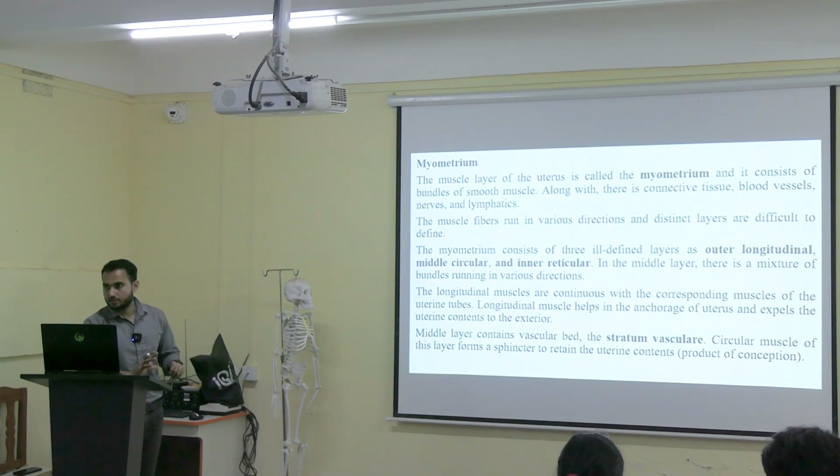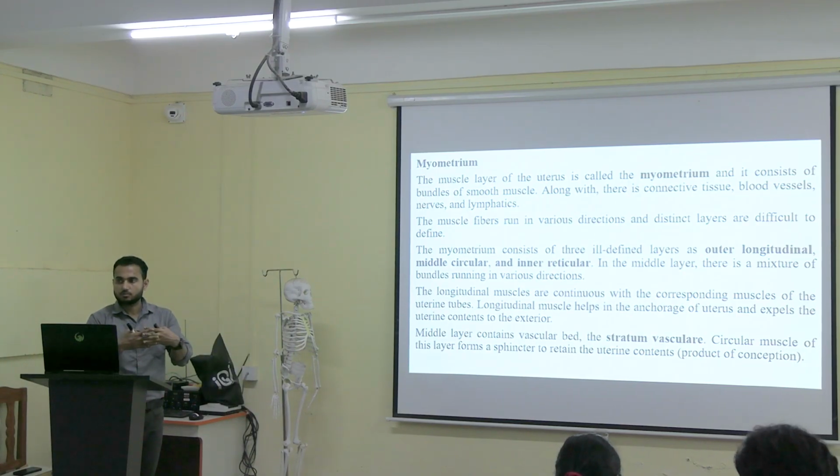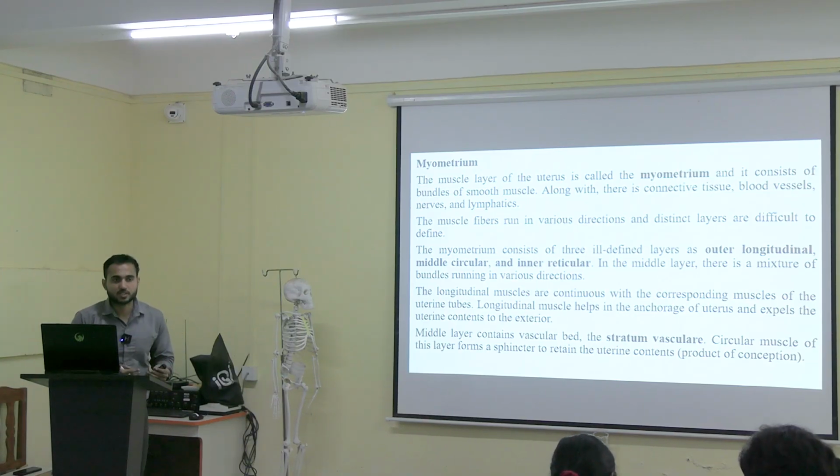Next, if you see the muscle fibers, how they are arranged. First of all, they are ill-defined, meaning you can't directly define them. But still three different layers are there: outer longitudinal, middle, and inner circular. Now the inner one is not circular, it is reticular. Reticular means network like, and this has a very important function.